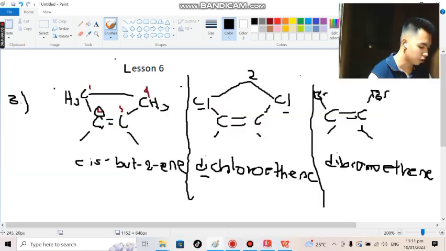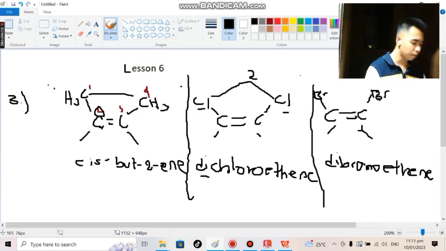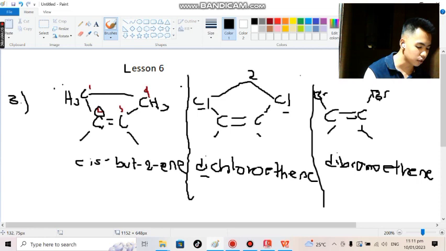So for our third problem, we are trying to give three examples of a cis isomer alkene, and then we are going to demonstrate how they are named. On my screen, I provided you three different types of cis isomer.